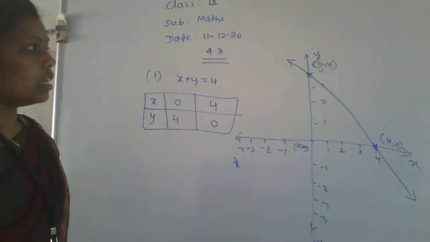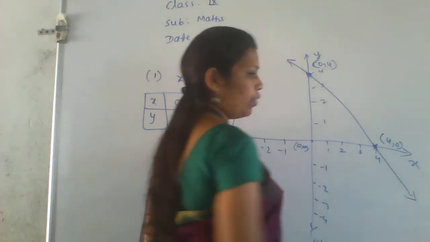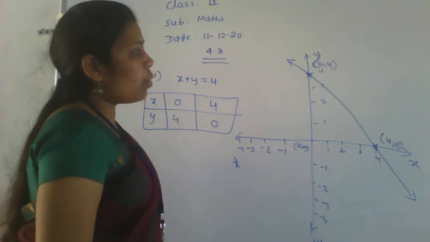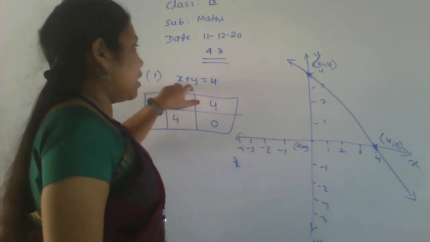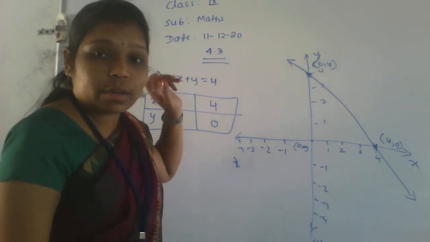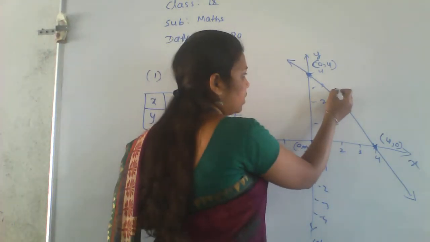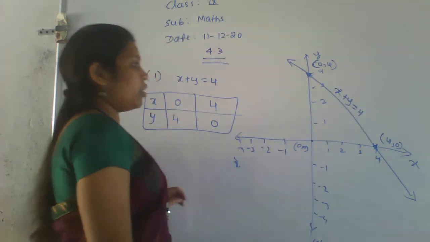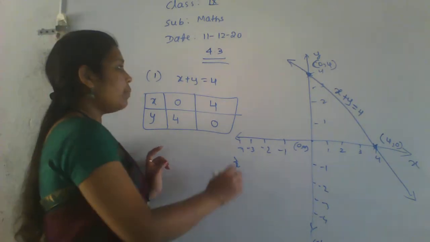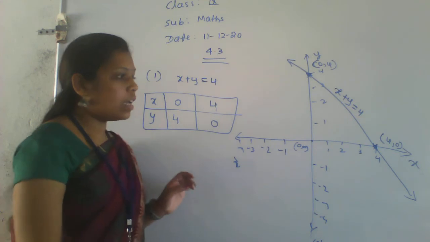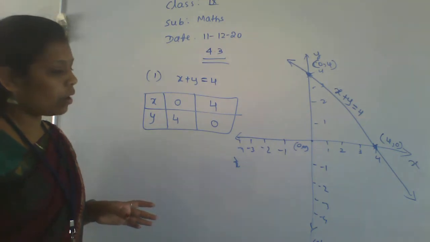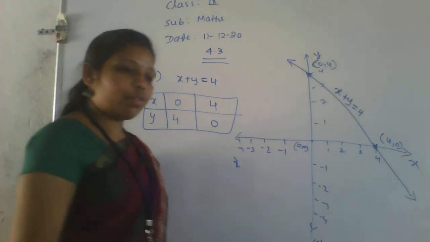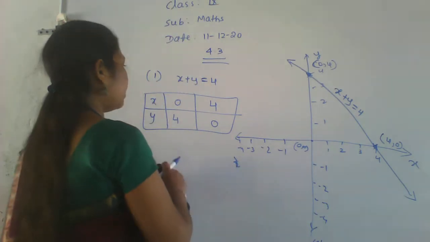What will you get here? 0, comma 4 and here 4, comma 0. What does it represent? It is representing the equation x plus y is equal to 4. This is the way to plot a graph for the given linear equation in two variables. Okay. Go for the second problem: x minus y is equal to 2.